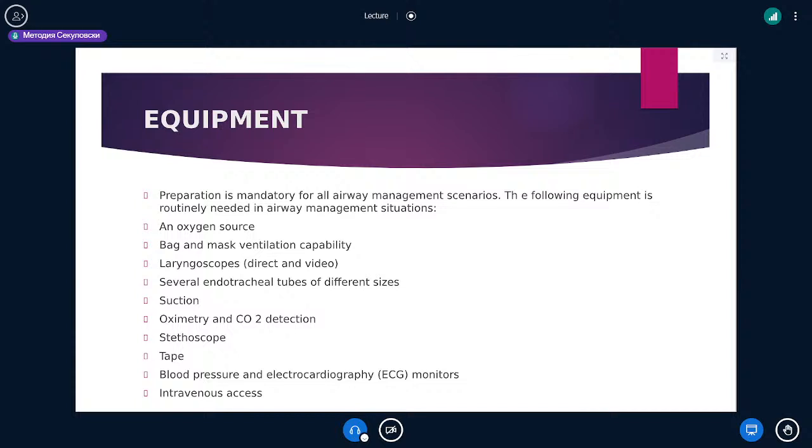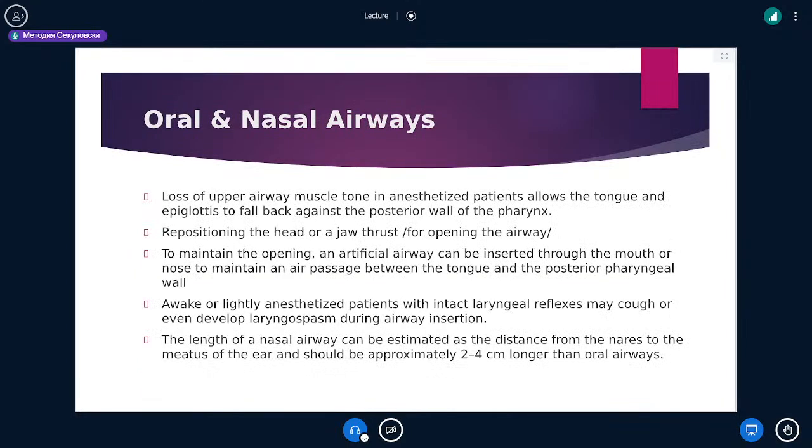Suction is very, very important when the patient is an emergency or coming from home or from some catastrophic event. Then oximetry and monitoring of the patient: stethoscope, tape, and blood pressure. Yes, it's about the monitoring of the patient. We have a special presentation and lecture about monitoring the patient in the intraoperative and post-operative periods. Now, about the oral and nasal airways.